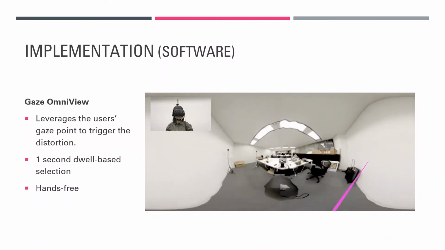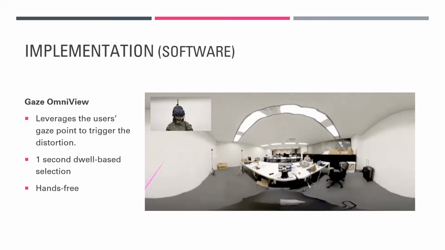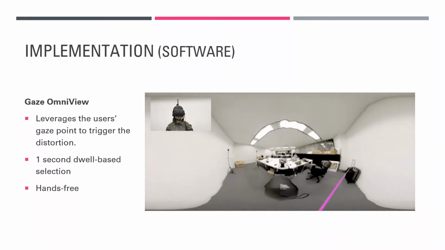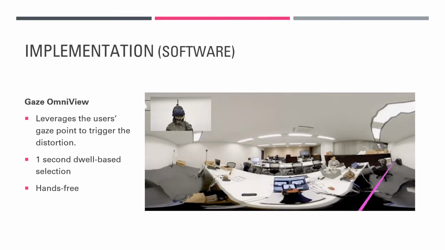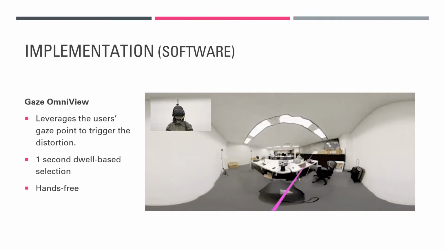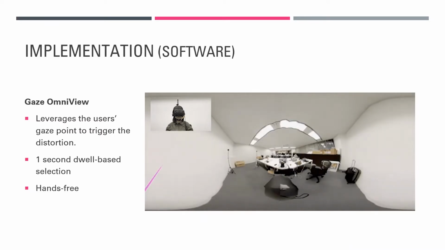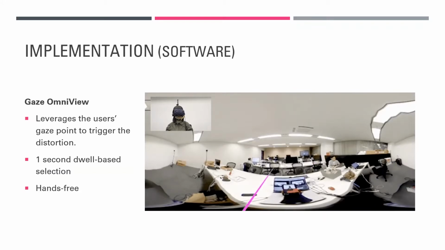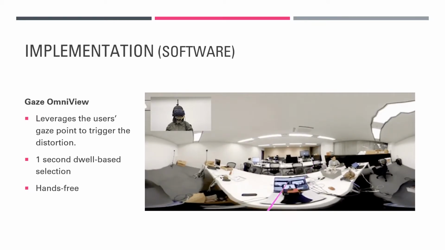We build 3 variations of OmniView. Each of these versions mainly differs in the method to activate the distortion. All of them are implemented with 1 second dwell-based selection, and this is the first one. The first one is the gaze OmniView. It activates the distortion based on the user's eye gaze, and the gaze OmniView benefits from being hands-free.